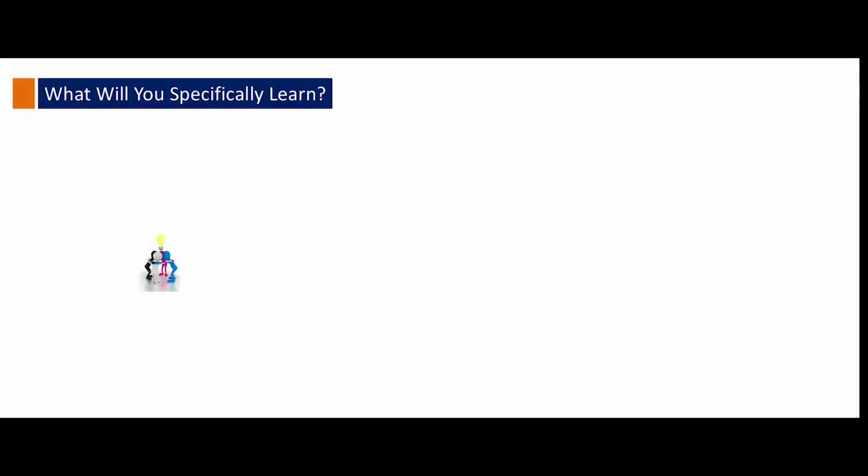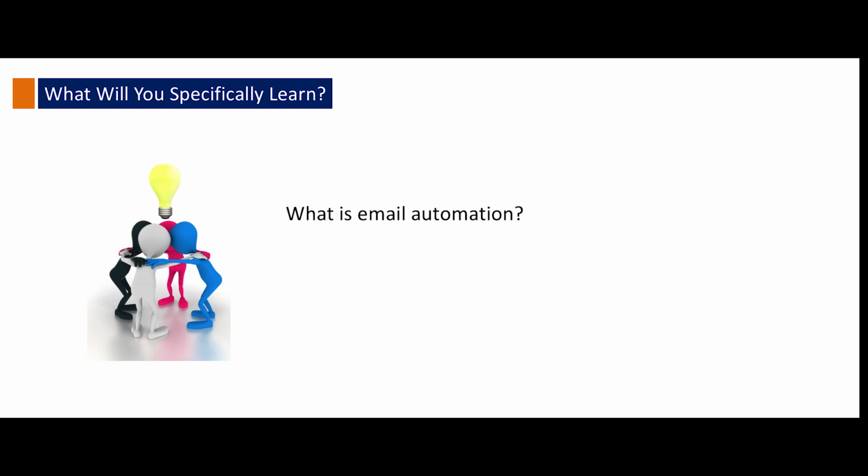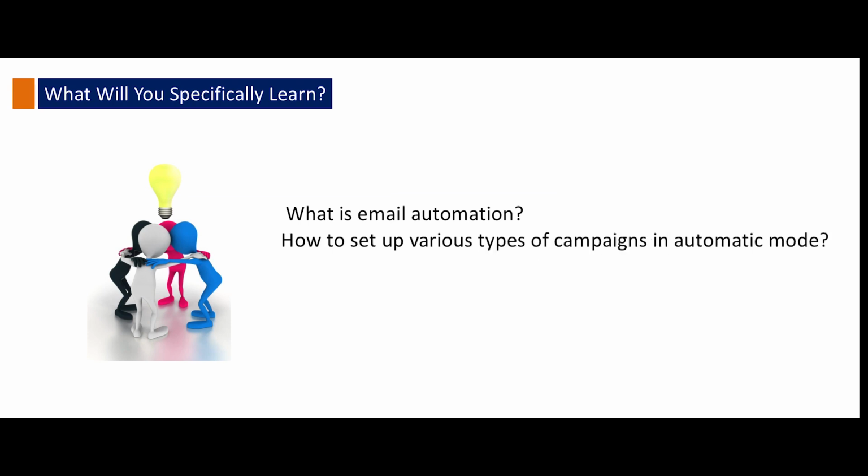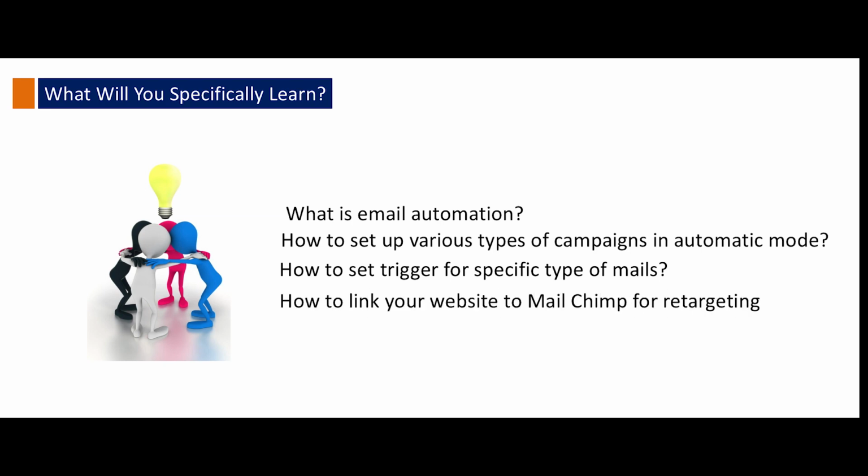So in this background, I welcome you to the module on email automation. Under this module, you will specifically learn what is email automation, how to set up various types of campaigns in automatic mode, how to set triggers for specific types of mails, and how to link your website to MailChimp for retargeting. Let us start our module by explaining what is email automation.